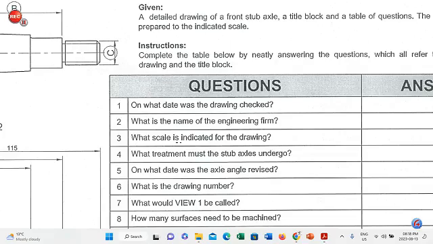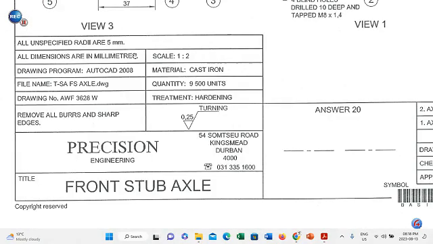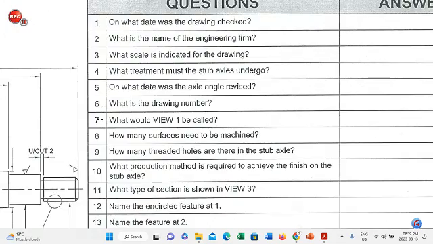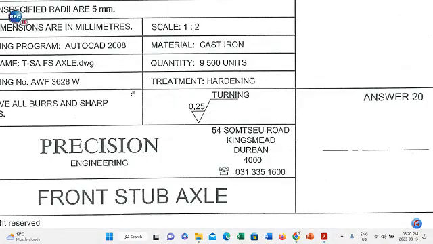Question number 3. What scale is indicated for this drawing? You will find the scale right here in the title block and that scale is 1:2. Question number 4. What treatment must the stub axles undergo? That treatment you will find right here in your title block, which is hardening.